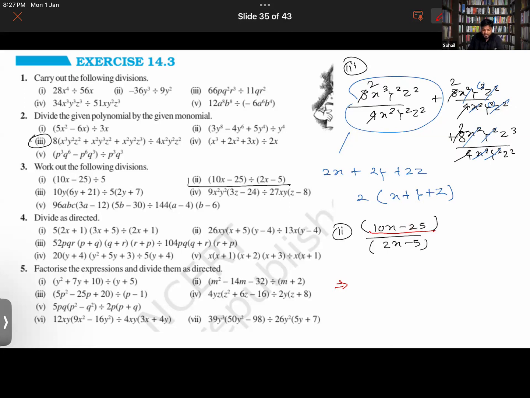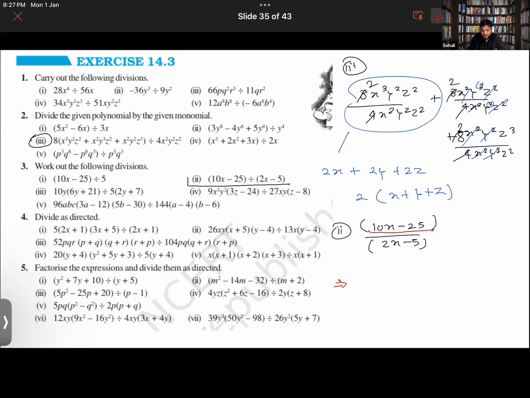Ahmed, Moaz? 5 is common, sir. Very good. So we would take 5 common. What is left here? 2x is left, and minus 5. Whenever you take something common, if you are ever in doubt, simply divide the given terms by what you are taking common. You have taken 5 common, so you'd divide 10x by 5 and 25 by 5. So you get 2x and 5, with the same sign of operation. That is 2x minus 5 upon 2x minus 5.